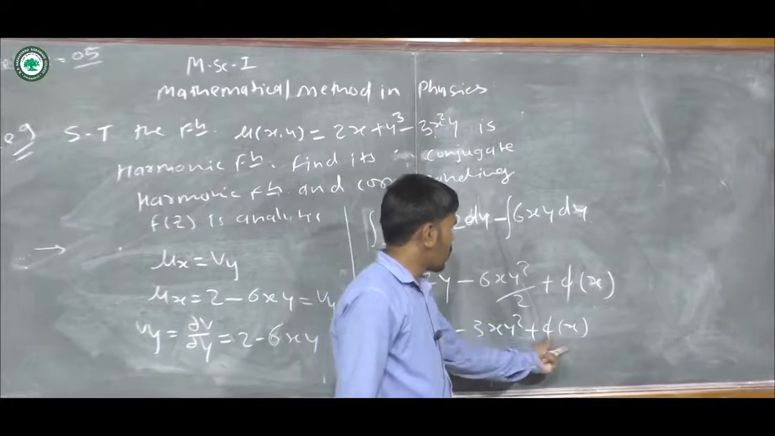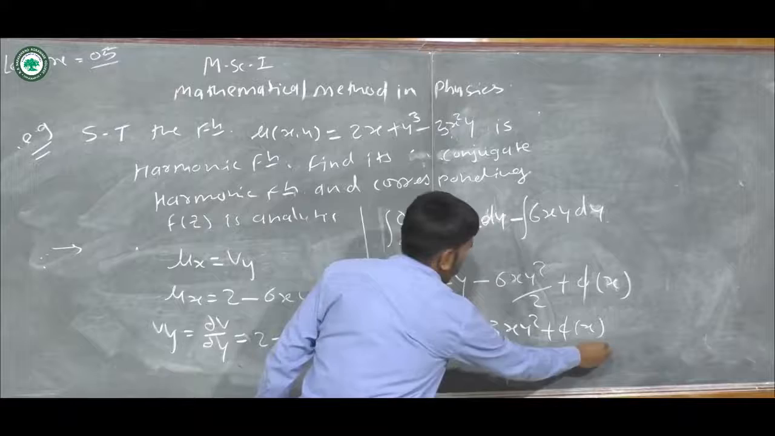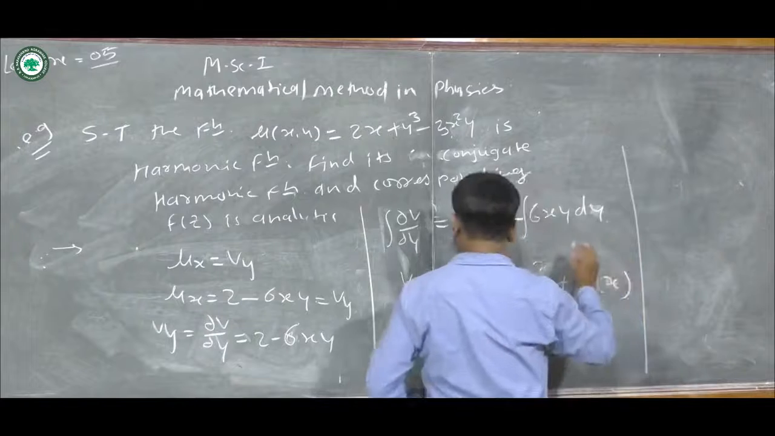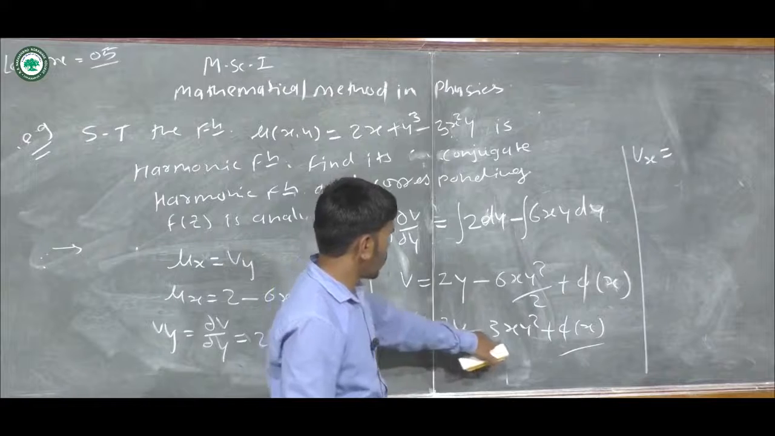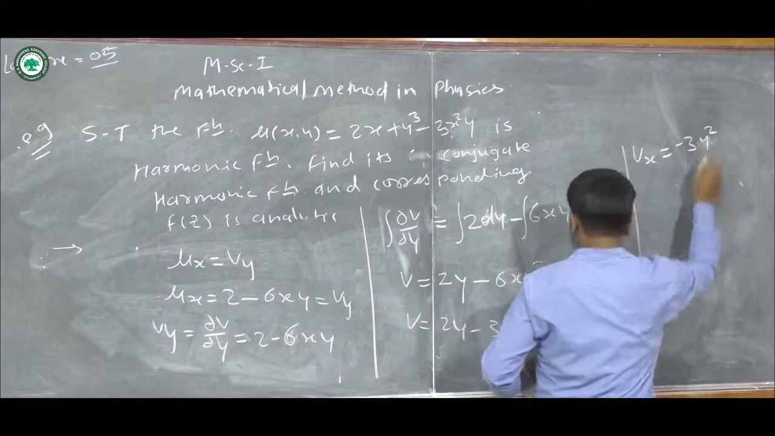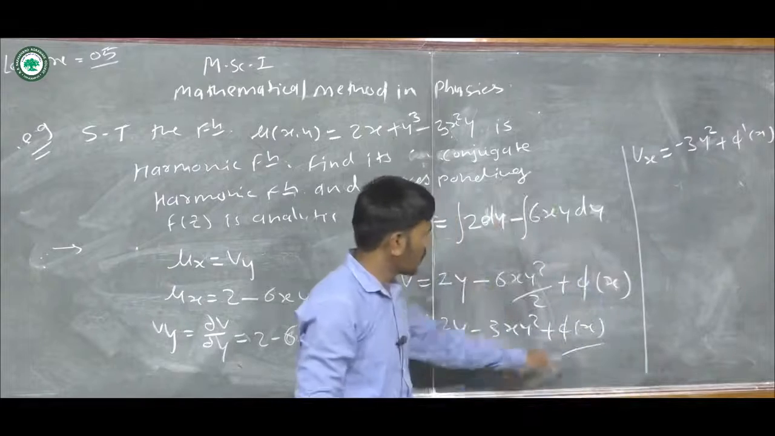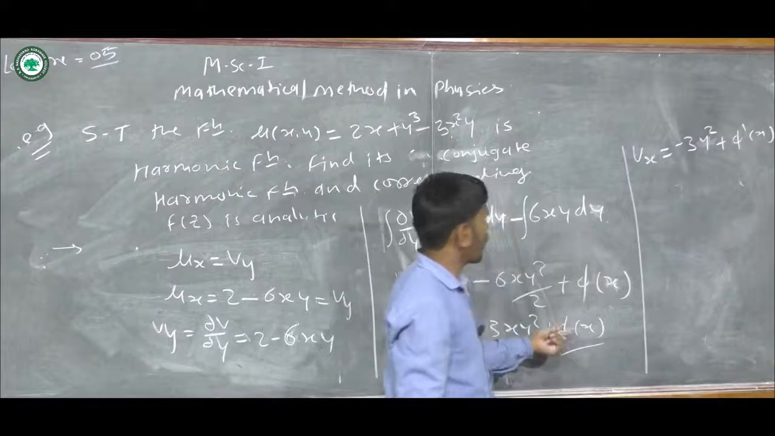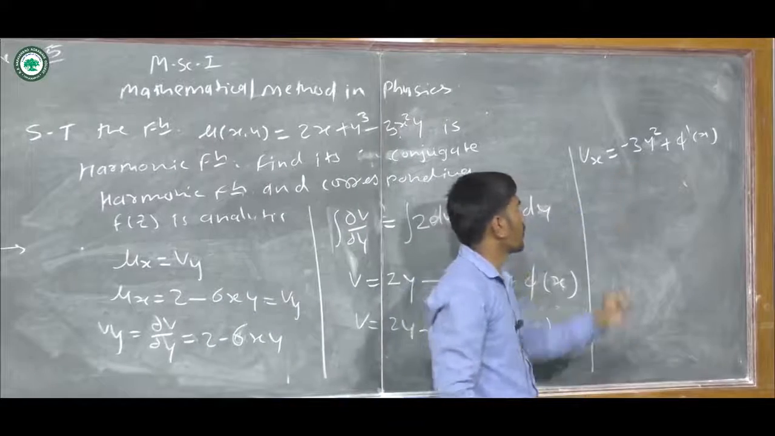Now if we take the derivative of this v with respect to x, v_x is equal to minus 3y square plus phi prime of x. Here phi prime of x is the derivative of phi with respect to x, and minus y square. Okay, this thing.